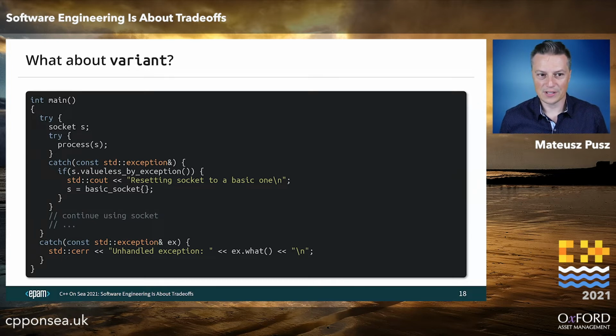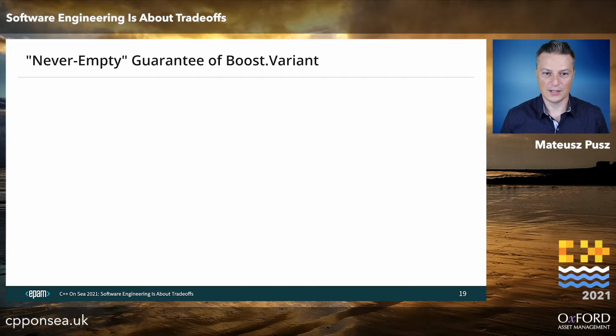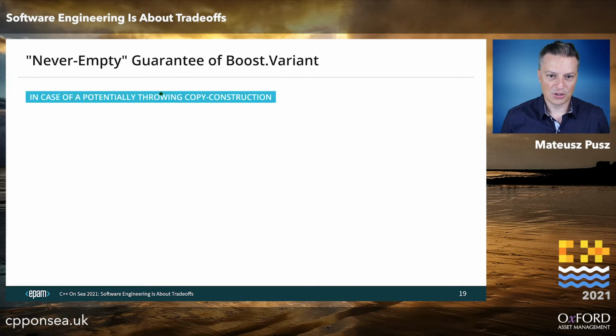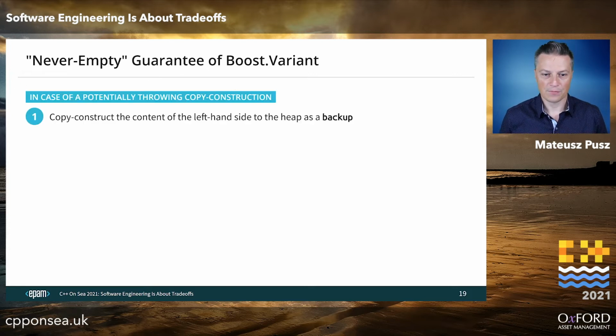There are, of course, alternative designs. For example, boost variant has different assumptions. It's a never-empty guarantee. In case of potentially throwing copy construction, this is what is being done. We are copy constructing the content of the left-hand side to the heap as a backup, right? So we are dynamically allocating memory and backing up the current state on the heap.